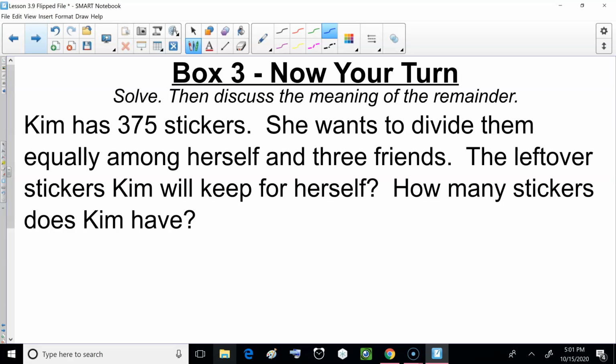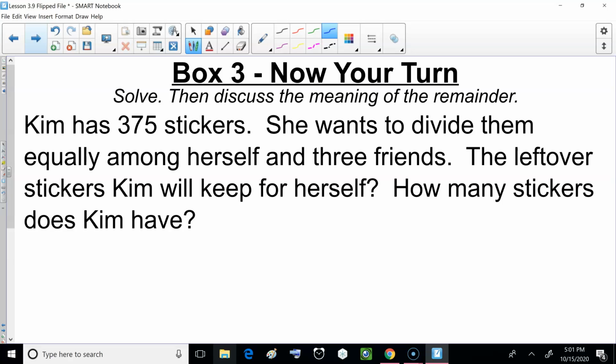And now it's your turn. So you're going to draw a line there, and I would like you to put box 3 now. It's your turn, and solve this and then talk about the remainder. Jot down a little note about what the remainder was. Kim has 375 stickers. She wants to divide them equally among herself and 3 friends. The leftover stickers Kim will keep for herself. How many stickers does Kim have?